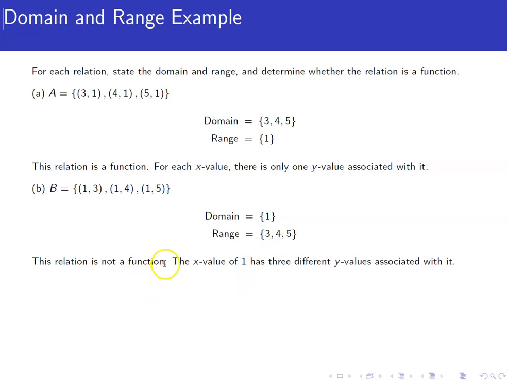Now in this case, we do not have a function. Namely, the x coordinate of 1 has three y values associated with it, right? 1 is associated with 3, and 1 is associated with 4, and 1 is associated with 5. So that makes it not a function.